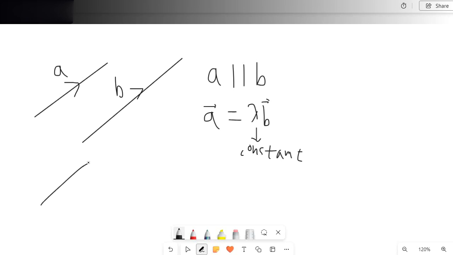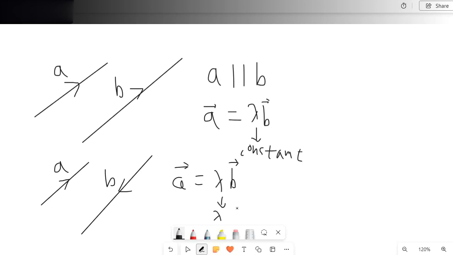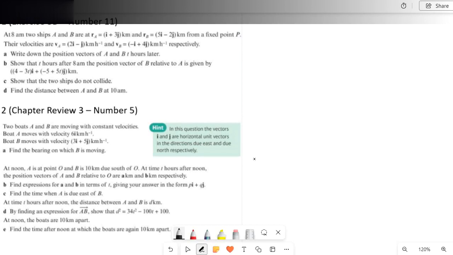And similarly, if we have two vectors that are parallel to each other but in the opposite direction, we can say that A is equal to lambda B, and here the value of lambda should be negative, so we denote that as lambda is less than 0, meaning that the directions of A and B are opposite or reversed. So now let's move on to some exercises.